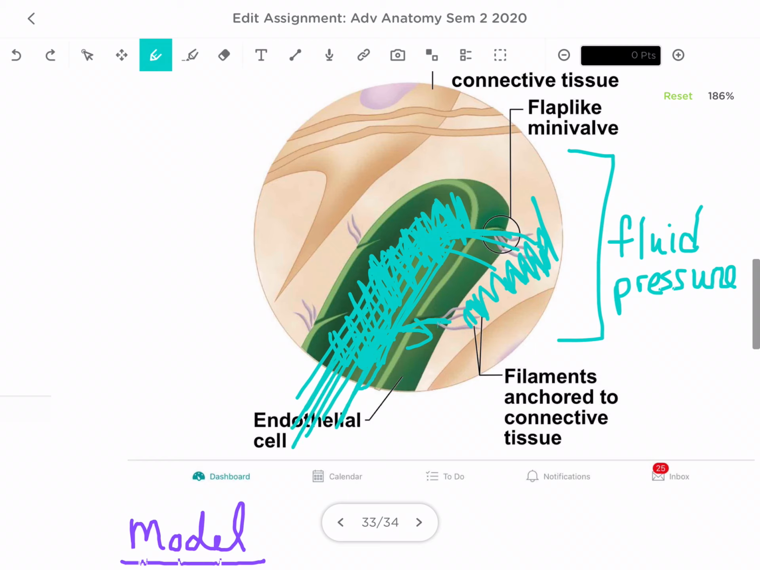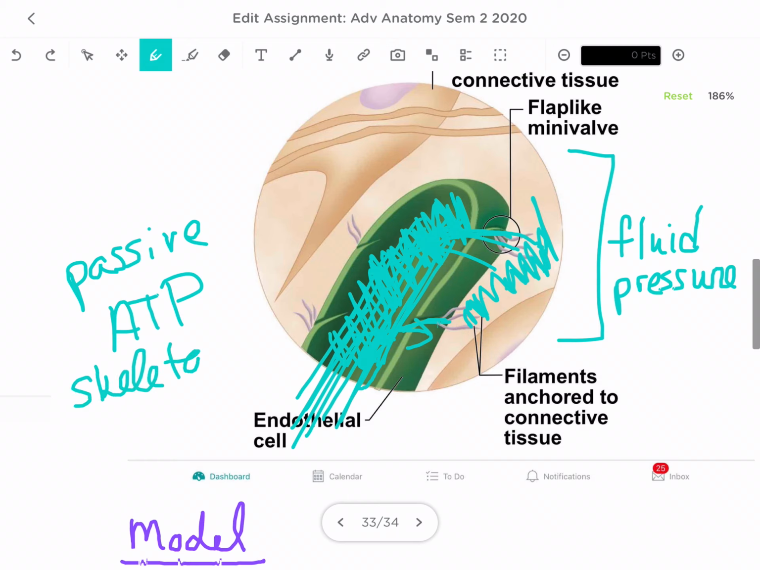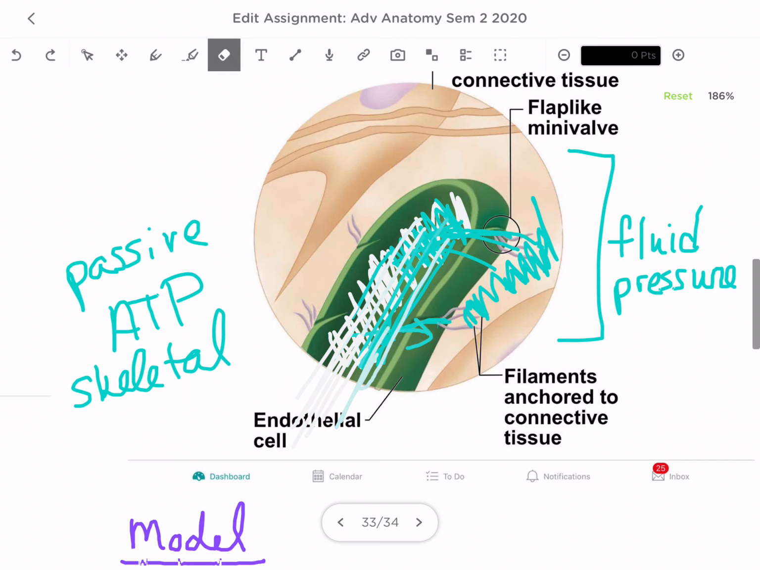So it's really cool because it's a passive process. It does not require ATP. It works off the skeletal muscles to push it back up to the subclavian vein. And then the fluid going into the vessel itself is also passive, because you have these awesome valves all over these.